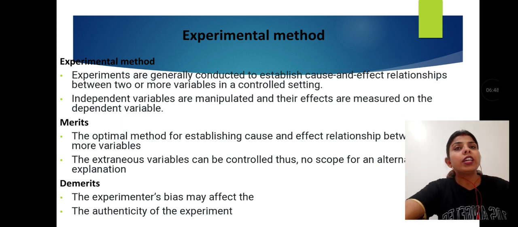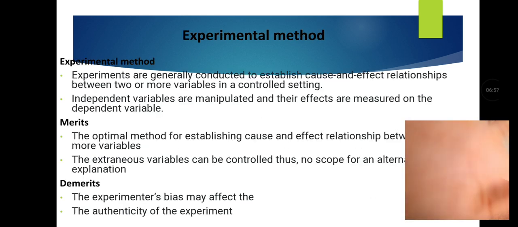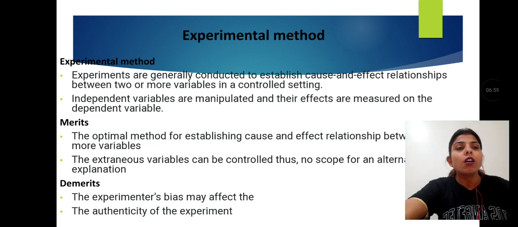Okay, there is another variable, the irrelevant variable, also. So basically there are three variables: independent variable, dependent variable, and irrelevant variable.